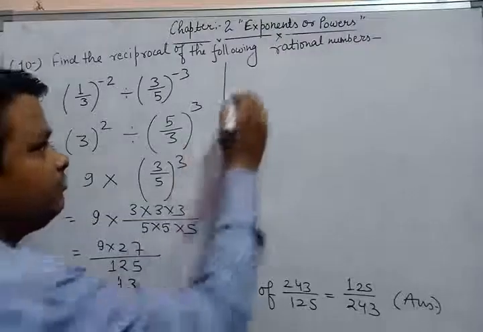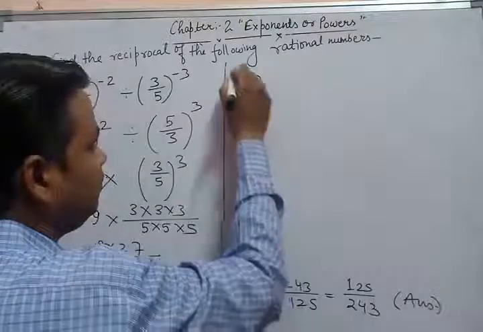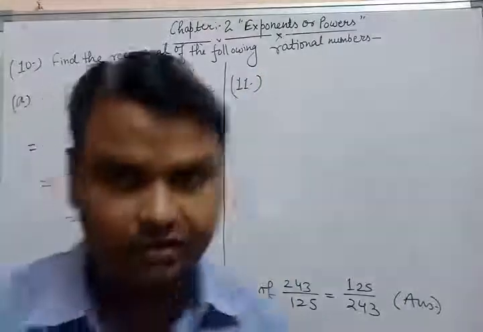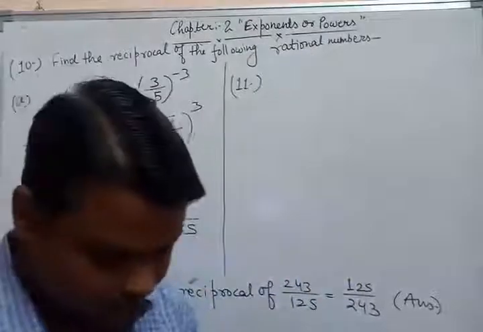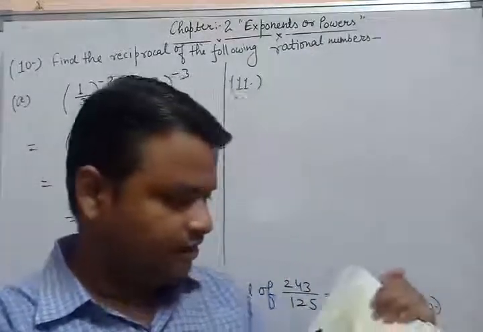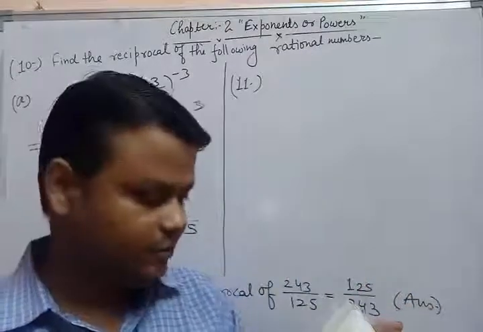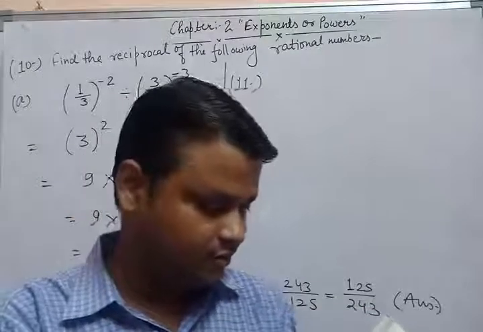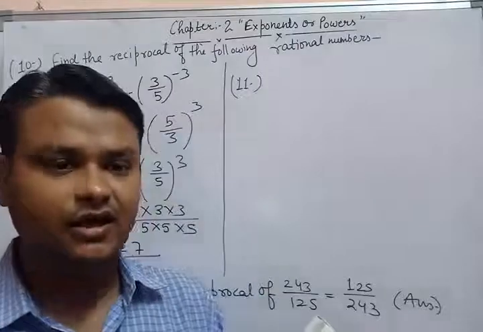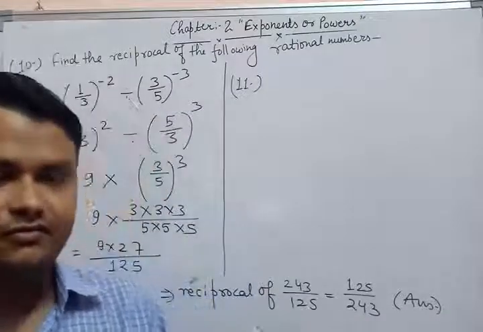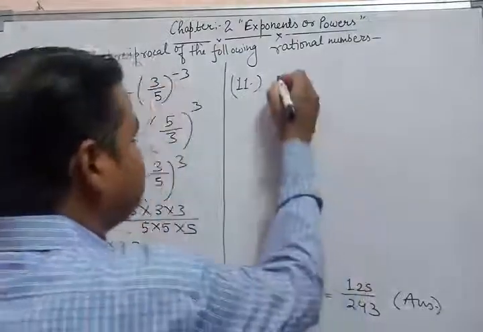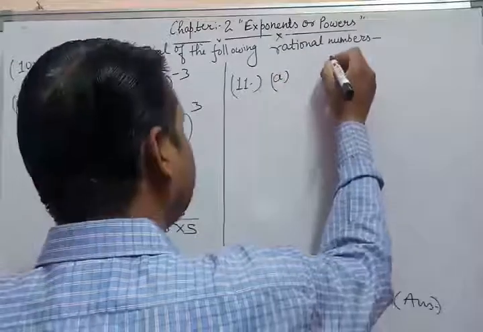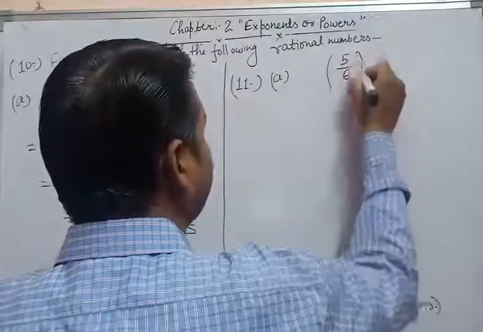Now students, we have to move on to question number 11. In question number 11, it is given: express the following with negative exponents. It means you have to express all the exponents as negative. So students, let's start with the first one: 5 upon 6 to the power 2.